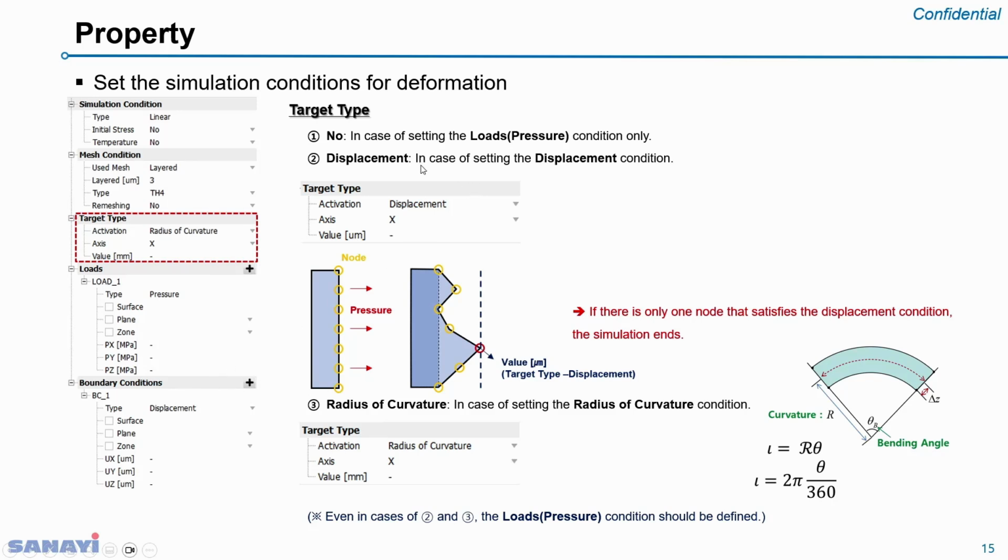In the case of displacement, if there is even one node that satisfied the set displacement value, the simulation ends. Radius of curvature is selected when setting the radius of curvature condition.